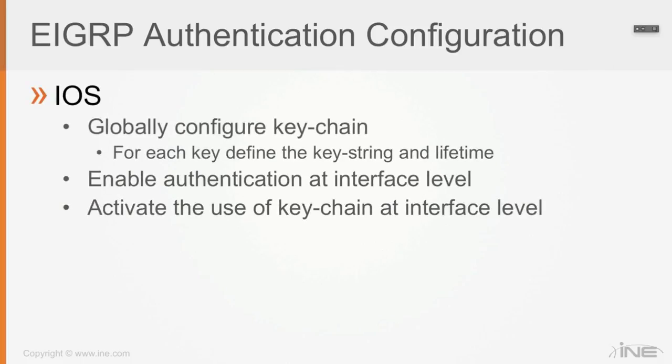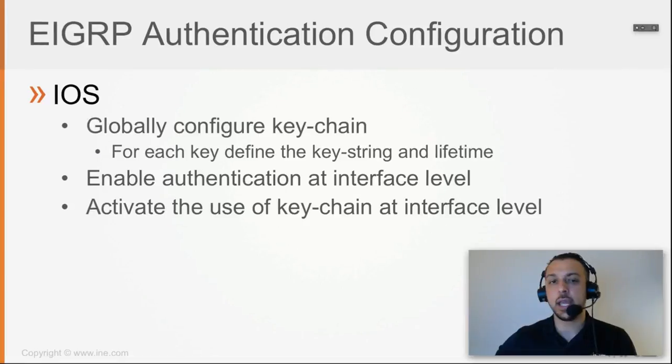So the steps on IOS is just to configure globally a keychain, and in the keychain you can define one or multiple keys, and for each key you define the key string and the lifetime. So IOS uses keychain for EIGRP authentication to allow for transparent and fast key transition.